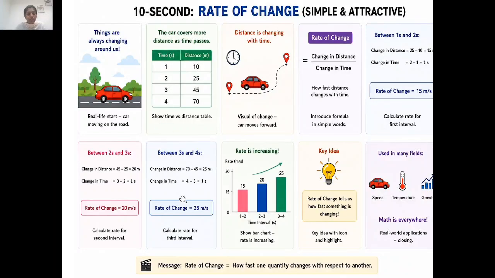And similarly for 3 to 4 seconds. Here you can observe that as the time increases from 1 to 2, 2 to 3, or 3 to 4, the speed of the car, or the rate of change, is increasing. So this is the exact meaning of rate of change that we have come across. We come across this kind of real life situation in our day-to-day life. To be crisp, rate of change is how fast one quantity changes with respect to another. This is the real meaning of rate of change.